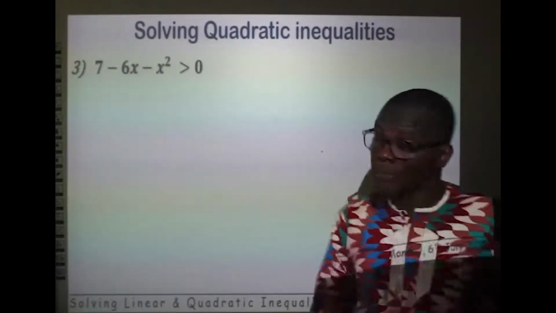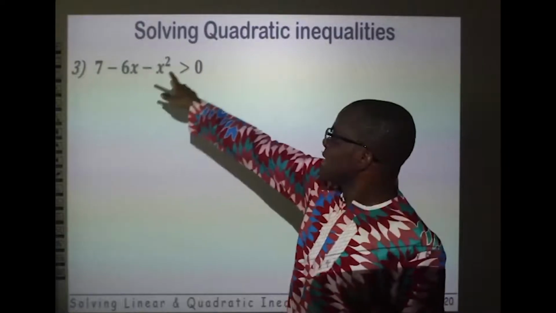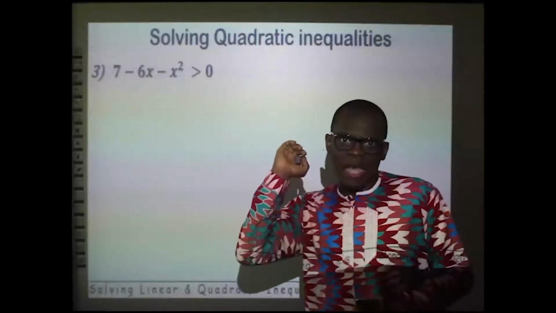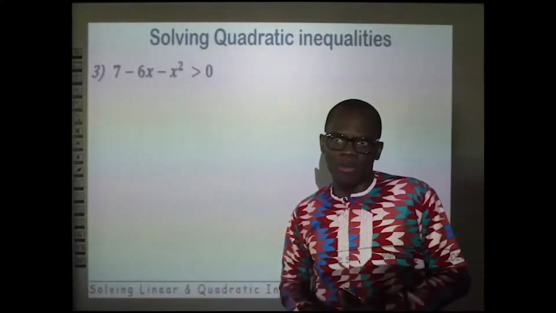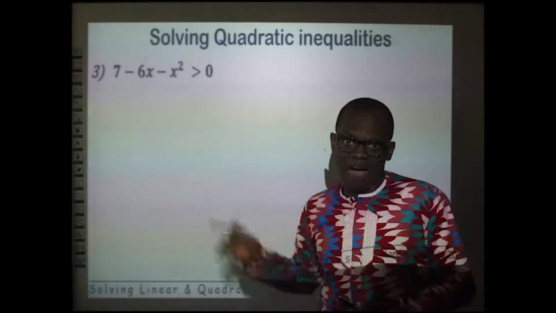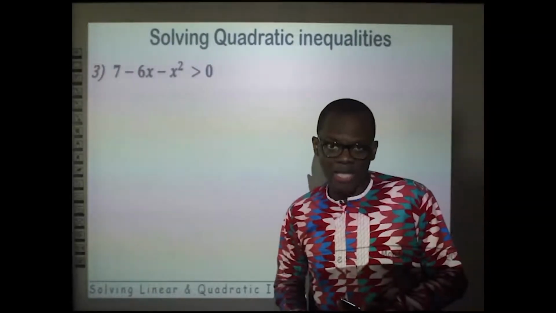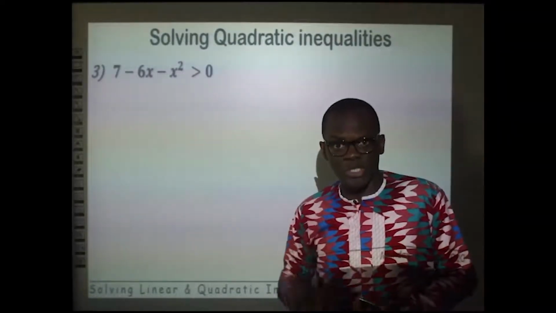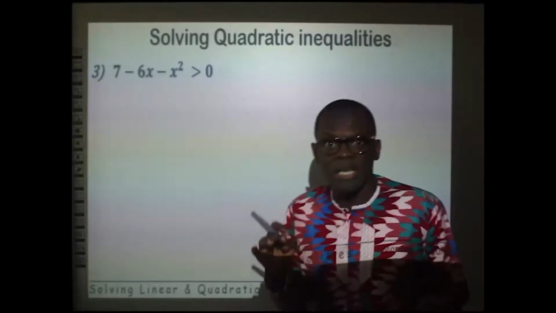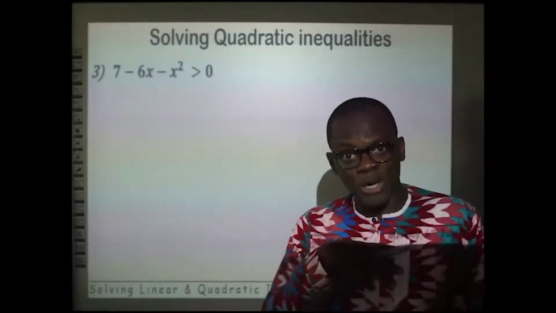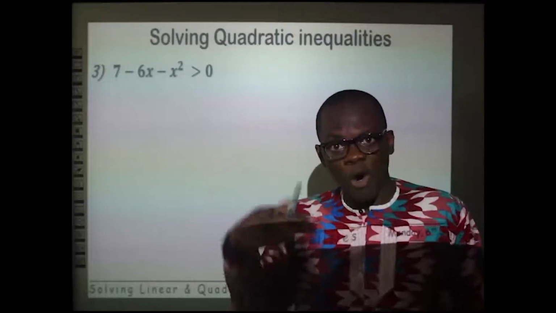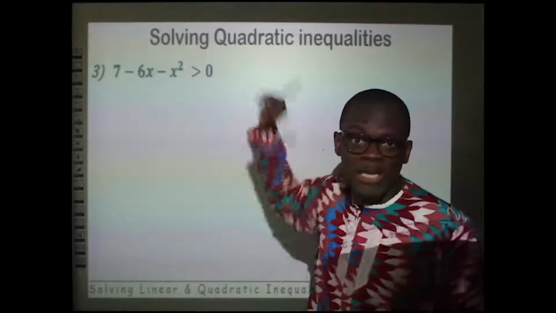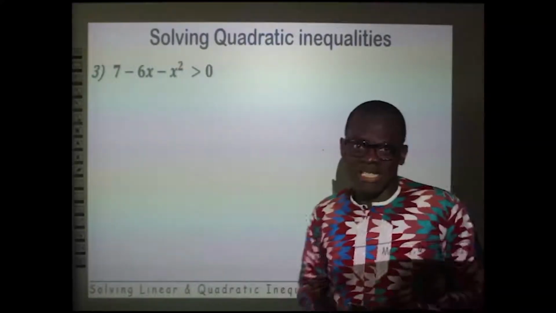Question number 3 now. You have 7 minus 6x minus x squared is greater than 0. Let's get the third and the last example, and I hope you all will be able to follow, because thereafter I have a set of questions for you to try your hands on. It's important for you to be able to do those questions, because if you solve them successfully and get the answers right, that gives you the impression that you've understood how to solve inequalities, especially quadratic inequalities.